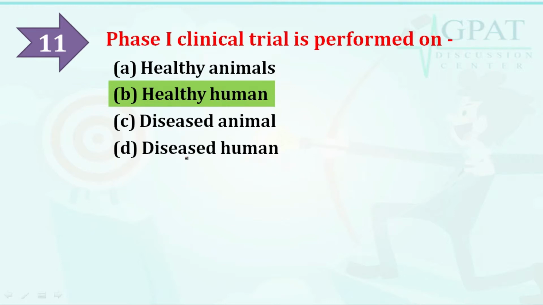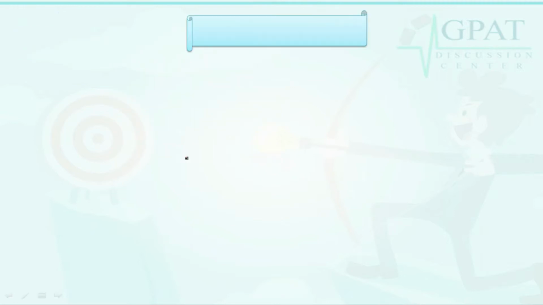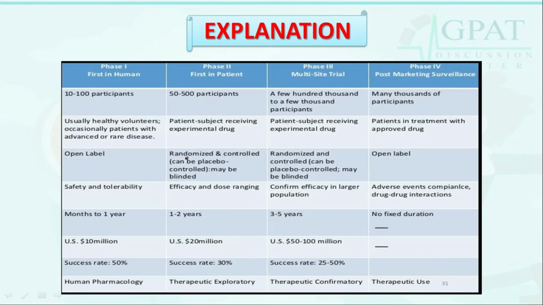So moving on, there is a table on this in which the phases are given: phase 1, phase 2, phase 3 and phase 4. Phase 1 is first in humans, then in patients and multi-site trials, whereas phase 4 is post-marketing surveillance. Phase 1 is done on 10 to 100 participants, phase 2 is done on 50 to 500 patients, and phase 3 is done on a few hundred to a few thousand participants.